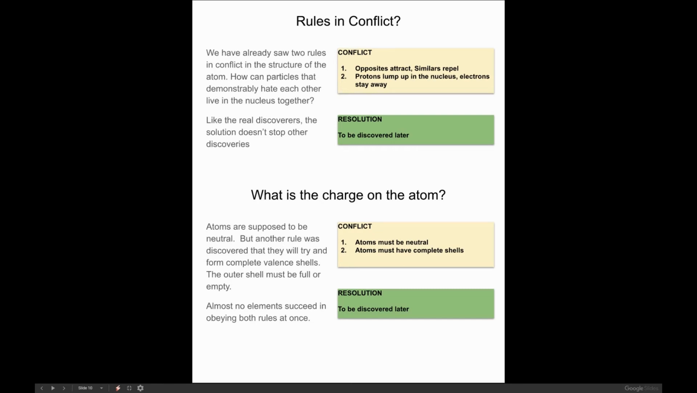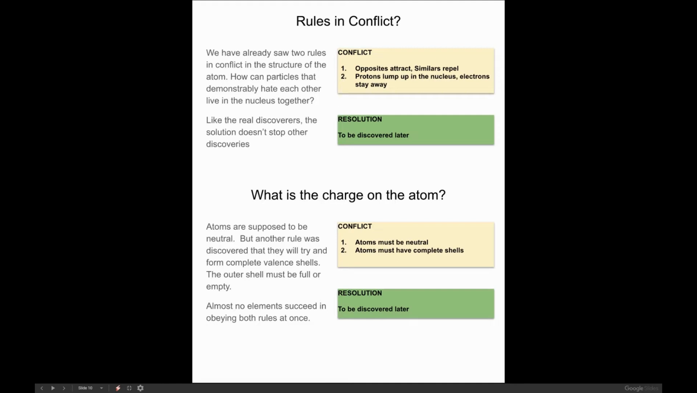We're going to see there's another conflict in rules coming. The first conflict we encountered was that opposites attract, similars repel, and the structure of the atom shows that protons lump up in the nucleus and electrons stay away. These are in direct conflict with each other. Live with it. Scientists had to live with it for like 20 years before they figured out the answer. This resolution we will discover a little bit later.